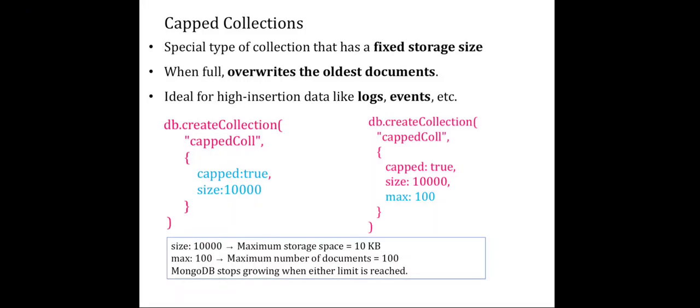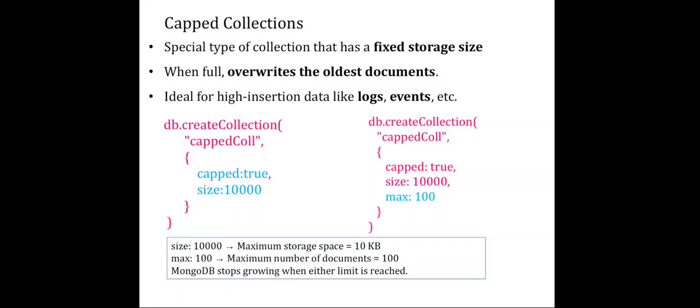Now, let us create a capped collection. The syntax is the db.createCollection method. Inside the method, we need to pass two arguments. The first argument indicates the collection name. In this example, the capped collection name is cappedColl. And for the second argument, we need to pass an object with two parameters. The first one is capped: true.